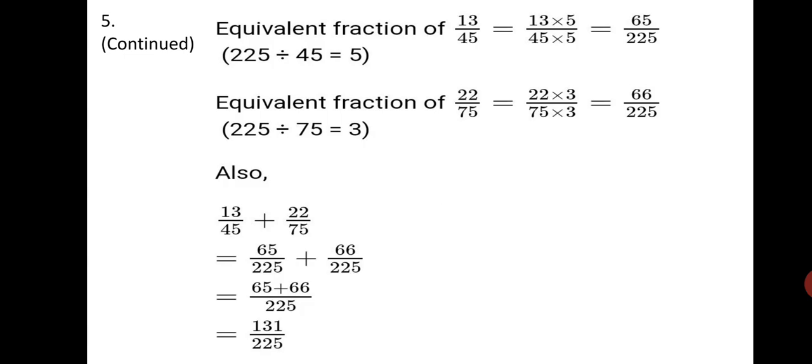If we were not asked to add the fractions, then we would have found the equivalent fraction of 13 upon 45 by simply multiplying by 2. 22 upon 75 also multiplied by 2 would give you its equivalent fraction. But why did we take out the LCM? So that we would get the denominators equal, which would make it easier to add them later. So to complete the sum, we first made the denominators equal by finding the LCM. We also got the equivalent fractions and we also got the addition of the given fractions.